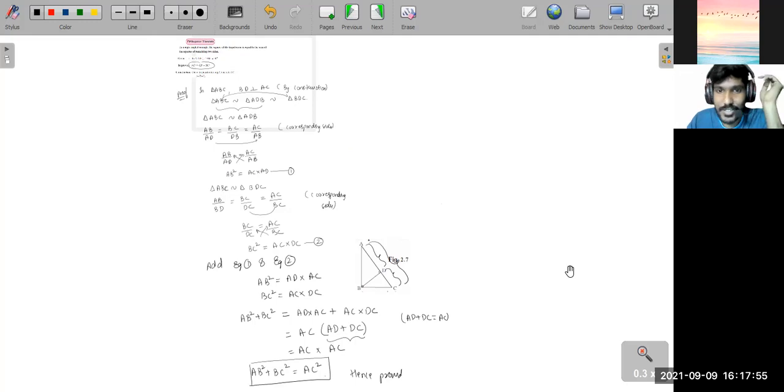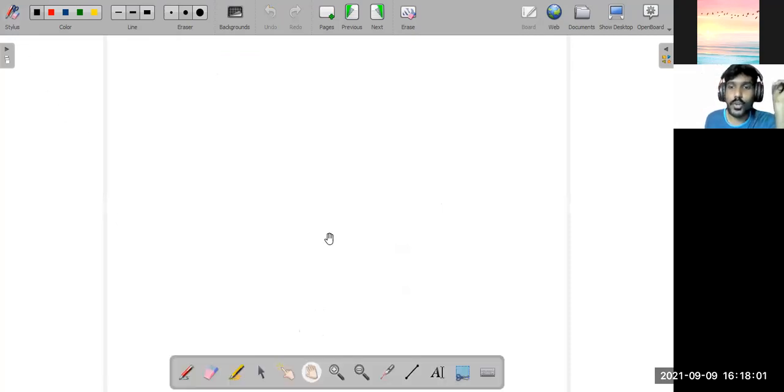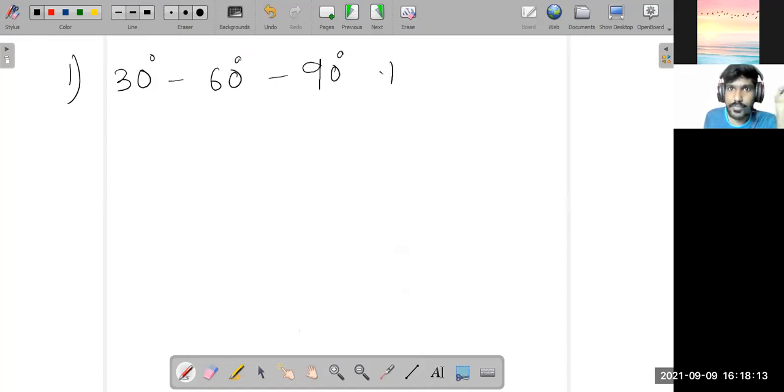Yeah, actually, yes, we'll be writing, because we have to do two properties and I want you to write those two properties. In that, the first property is the 30-60-90 degree theorem. So what this theorem says, you can take a screenshot and write later.